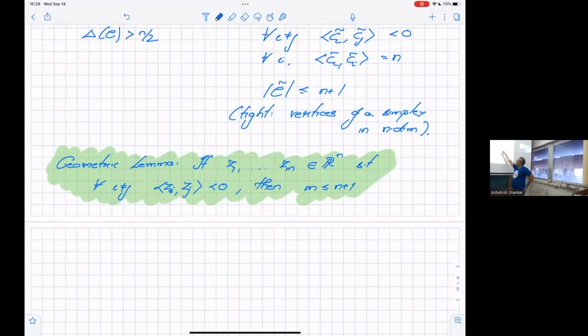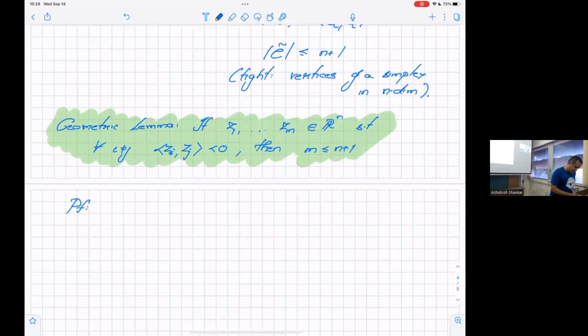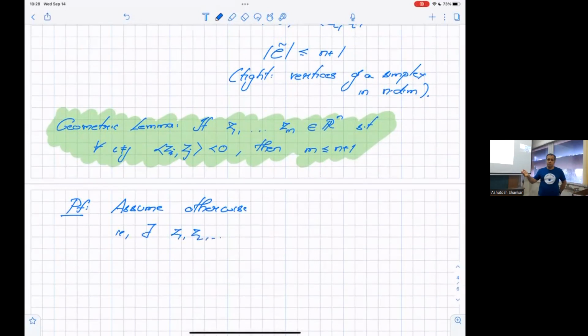What I will now give is actually a geometric proof of how you would prove this. So let's assume otherwise. That is, there exist Z1, Z2, up to Z_{n+2}, or even more. So we can say there exist n plus 2 vectors in R^n such that Zi·Zj is less than 0 for all i not equal to j.